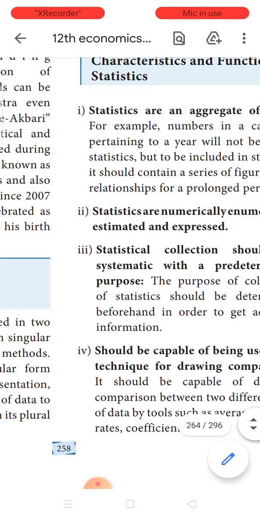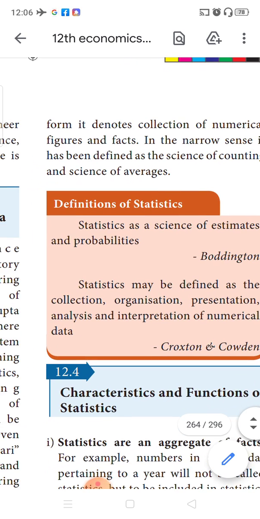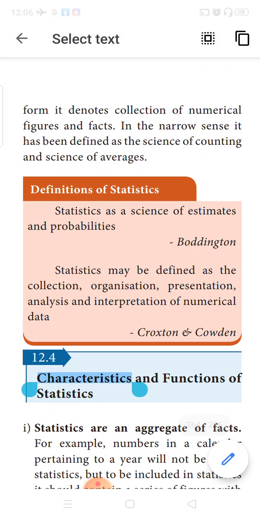In its plural form, it denotes the collection of materials, figures and facts. When we assume statistics in the plural form, it means collection of numerical facts and figures. And in the narrow sense, it has been defined as statistics itself, it means science of counting or science of averages. Underline this. Statistics means science of counting or science of averages.